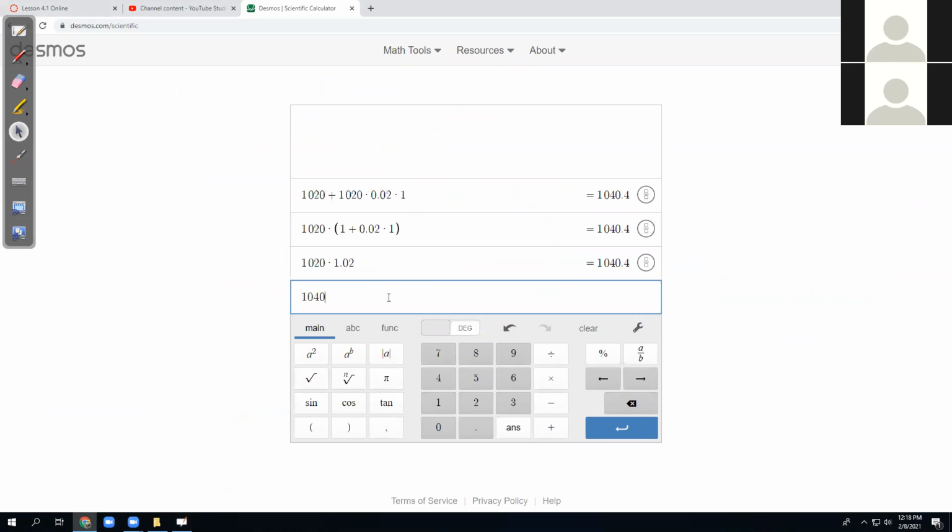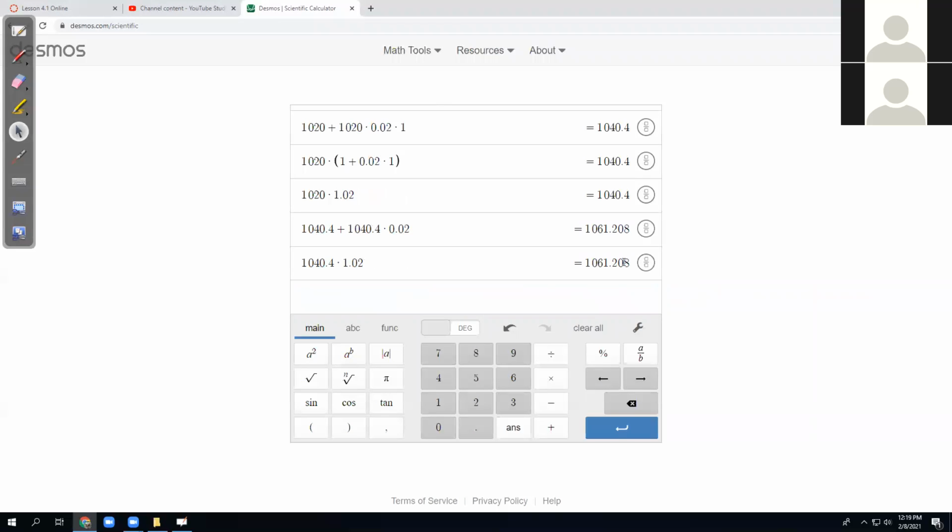So first version, 1040.4 plus 1040.4 times 0.02. I get $1,061.21 if I round, versus 1040.4 times 1.02 is the other version, and I get exactly the same number. And generally, we're going to round those, although on a spreadsheet, it keeps track of all those fractions of a cent for us. So we'll do a spreadsheet soon. Probably halfway through class, I'll do this on a spreadsheet.